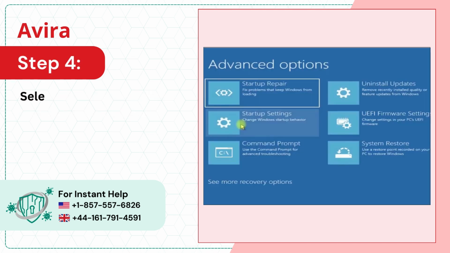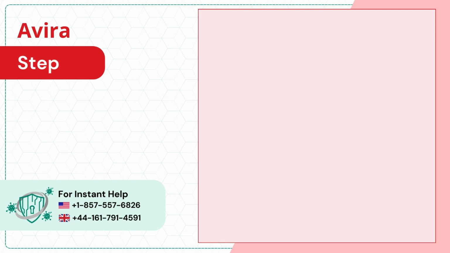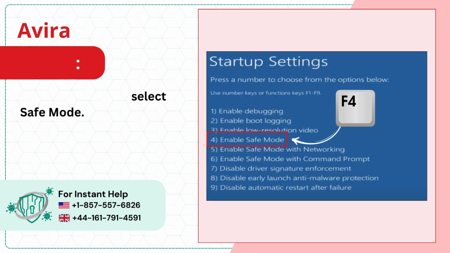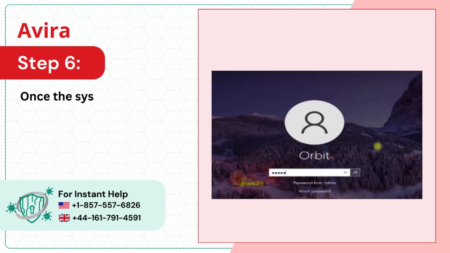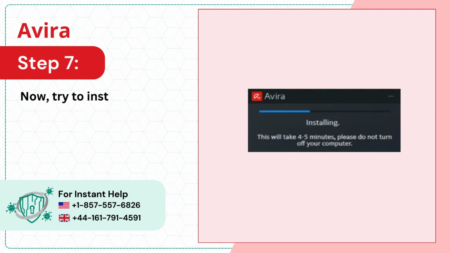Step 4. Select Startup Settings then click the Restart button. Step 5. Press the F4 key to select Safe Mode. Step 6. Once the system goes into safe mode, enter the password to sign in. Step 7. Now try to install Avira and see if it works.